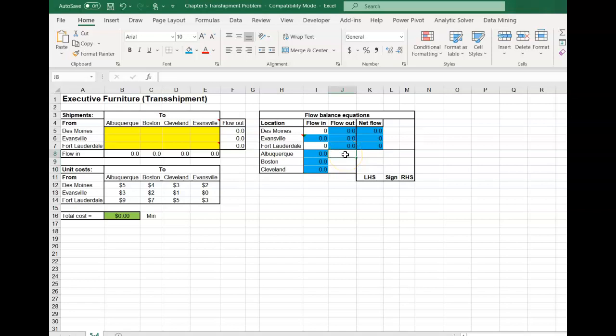Now the outflow from Albuquerque is 0 because it's a pure demand node and there are no arrows coming out of Albuquerque, so that will be equal to 0. The same for Boston and Cleveland, and I will not highlight this in blue because there is no formula in there. The net flow formula remains the same, inflow minus the outflow, and I can drag this down.